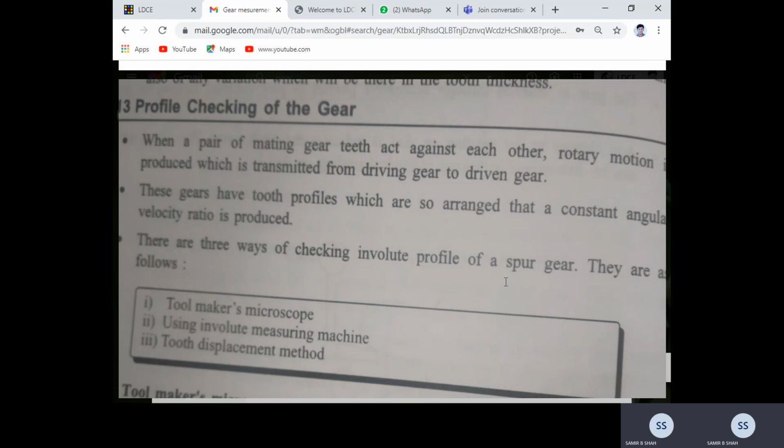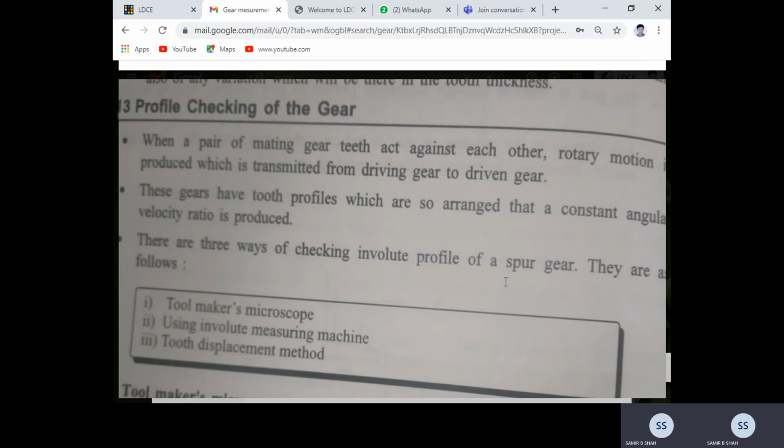Okay, so these are the basic three methods to measure the profile of a gear. We have to remember the basic parameters of a gear that we have to measure: pitch is one of the most important things, tooth thickness is another very important one. After that we can discuss the run out, then concentricity, and the last one that we are discussing right now, which is profile checking of the gear.